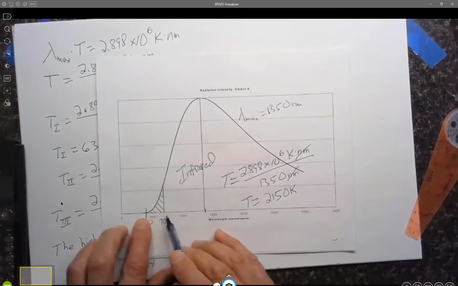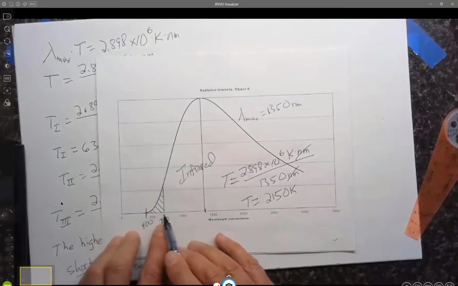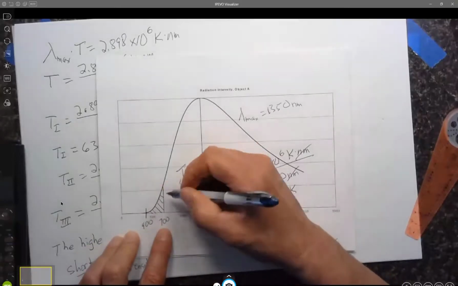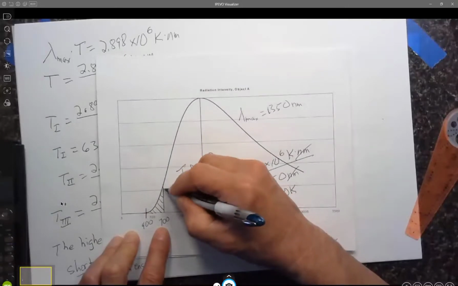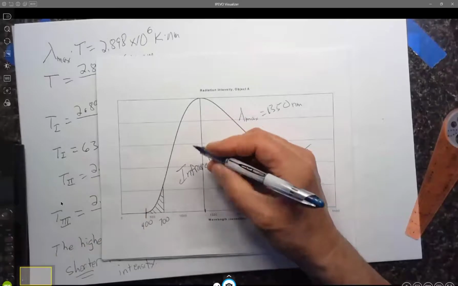Now, this little window down here, this is the violet end of the spectrum, the 400. This is the red end. This star, or object, whatever it happens to be, gives off way more red light than anything else. And so this object would look reddish.